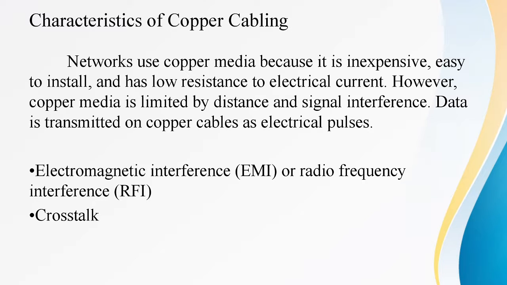Characteristics of copper cabling. Networks use copper media because it is inexpensive, easy to install, and has low resistance to electrical current. However, copper media is limited by distance and signal interference. Data is transmitted on copper cables as electrical pulses.